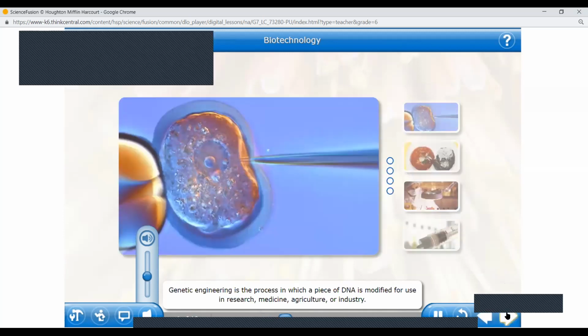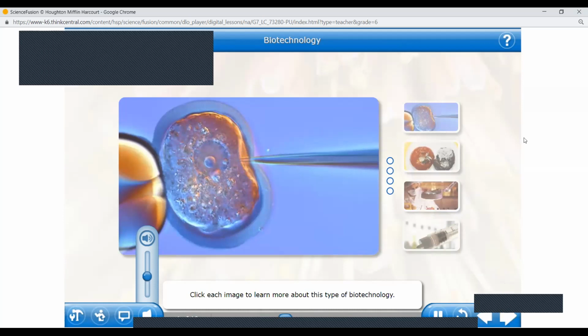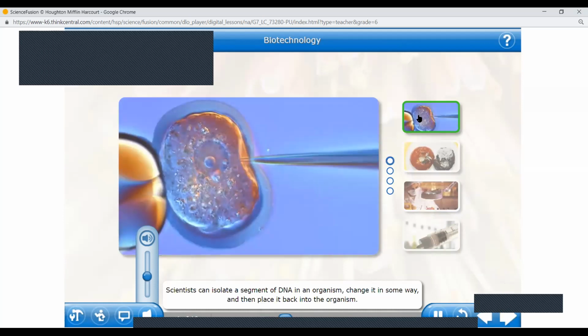Genetic engineering is the process in which a piece of DNA is modified for use in research, medicine, agriculture, or industry. Click each image to learn more about this type of biotechnology. Scientists can isolate a segment of DNA in an organism, change it in some way, and then place it back into the organism. This process is also used to insert genes from one organism into the DNA of another organism. The new genes provide the organism with a desired trait, such as resistance to pests, or larger size, or fewer seeds.